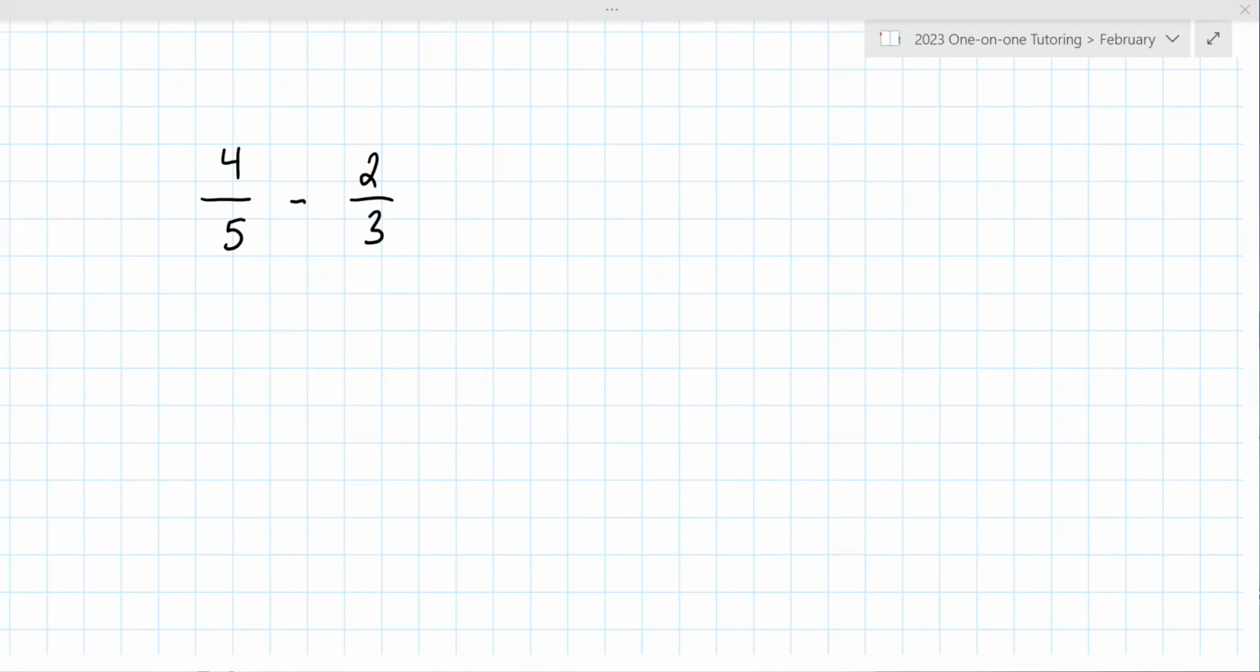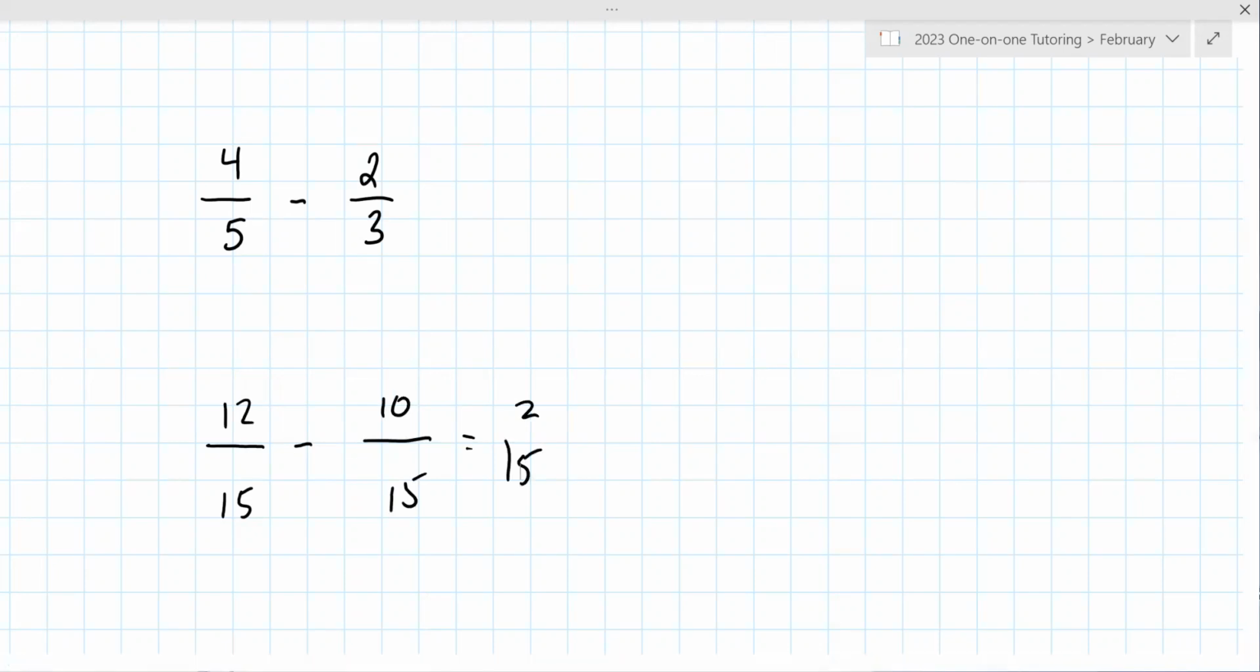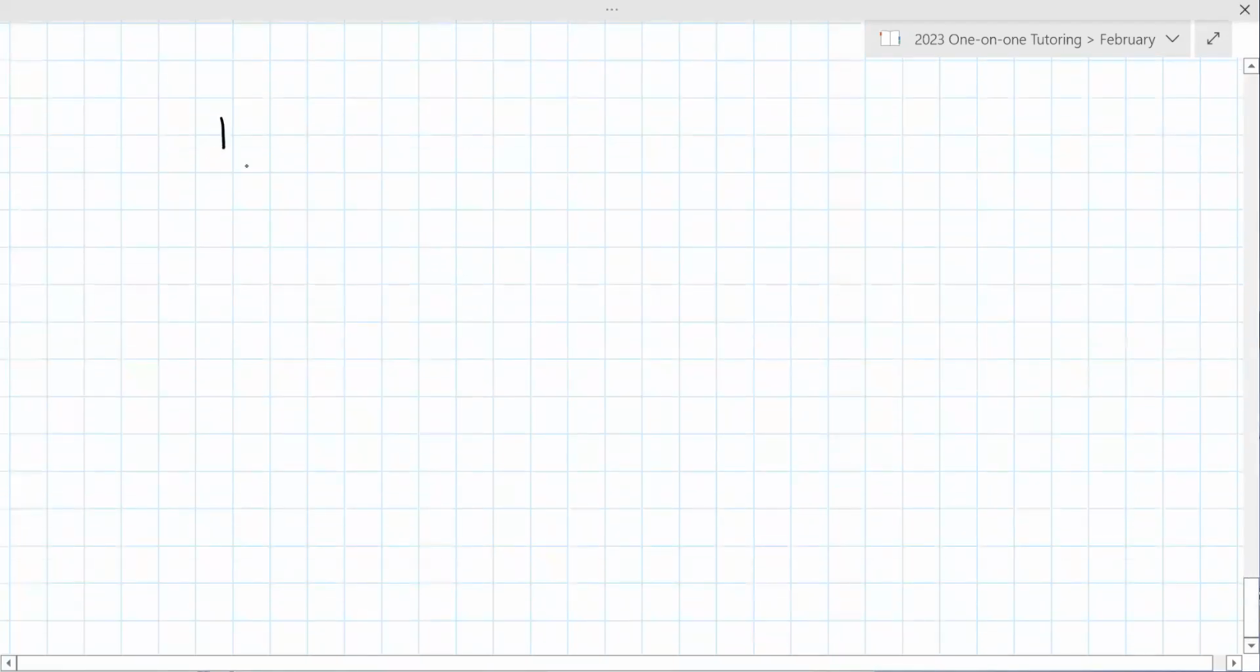Okay, I got my final answer. What is your final answer? 2/15. So you have 12/15 minus 10/15, which is 2/15. Good. Okay, let's do a couple more. Just trying to find ones we haven't done yet. So here's one: 1/2 minus 1/9.